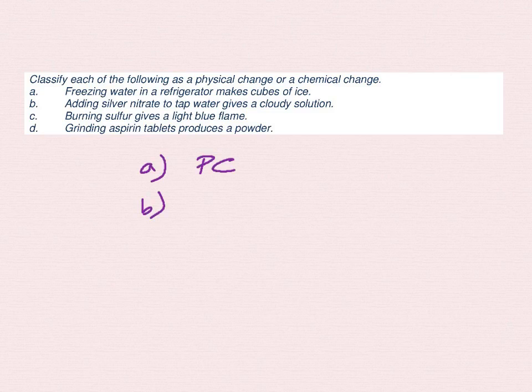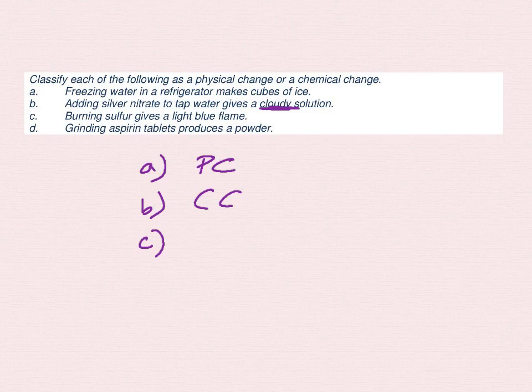Adding silver nitrate to tap water to form a cloudy solution. We don't know what silver nitrate is yet, but you do know when you add 2 things together and you get something cloudy, it's no longer a solution, from homogeneous to heterogeneous, there's a very good chance that it's a chemical change because you produced a new state. You get bubbles or solids that weren't there, chemical change.